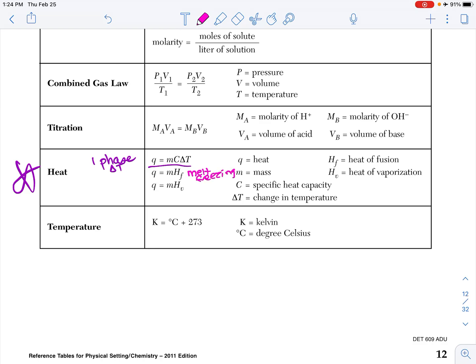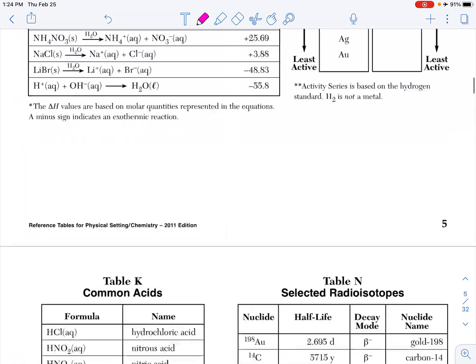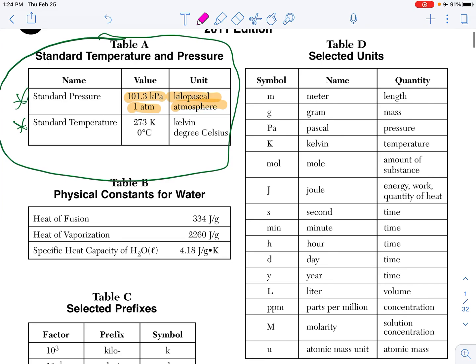So M, again, is mass, Q is heat, but H sub F is a constant. H sub F is a constant, and for that matter, so is H sub V. We haven't talked about that yet, but the heat of fusion constant, let's travel back to physical constants of water. Oh, look, here's the heat of fusion constant for water. It's 334 joules per gram. Heat of vaporization constant, when we talk about that, will be here.